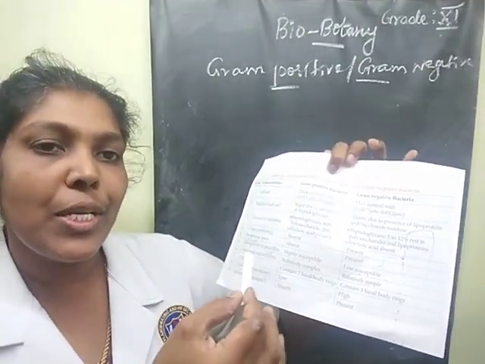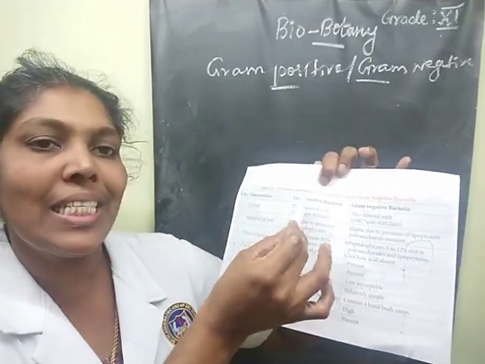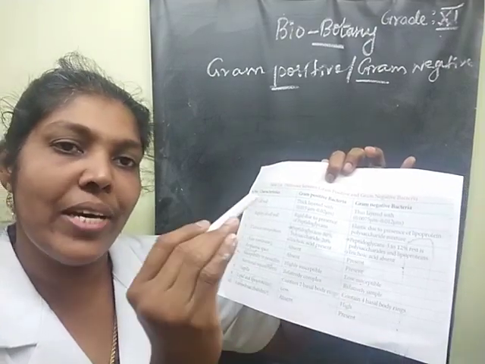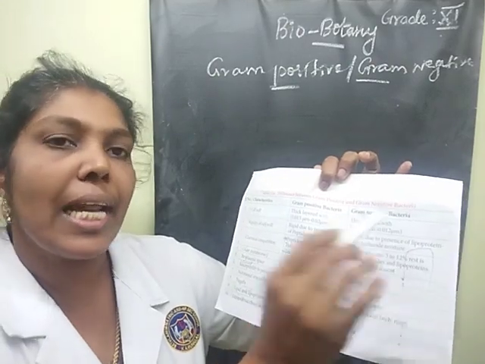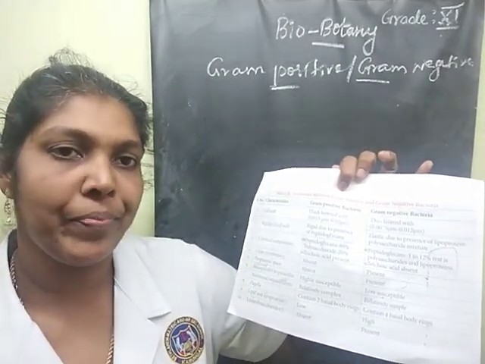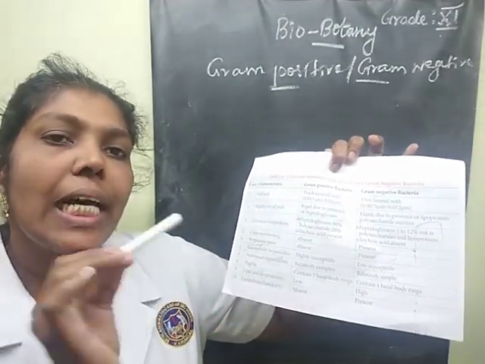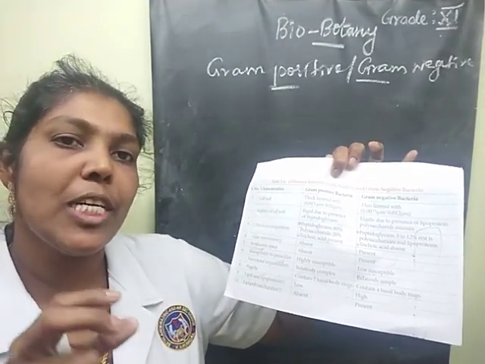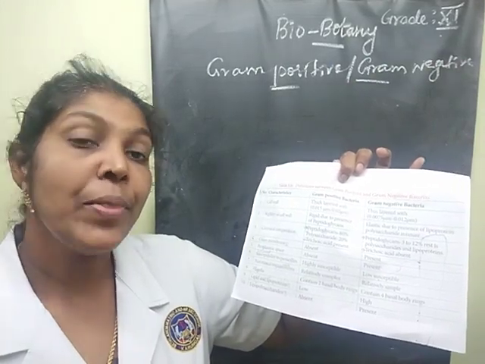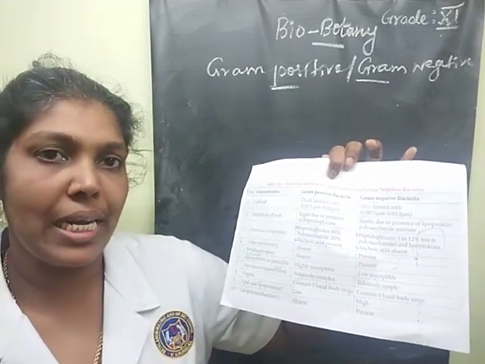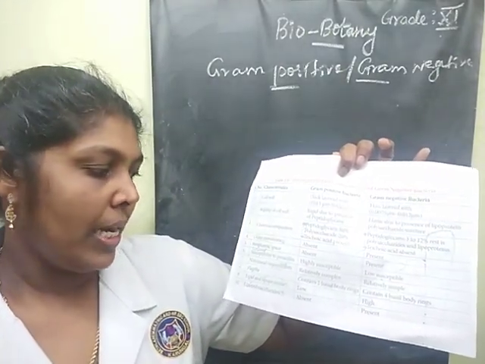Next one, the nutritional requirements. Compared to gram negative, the nutritional requirement is relatively complex in gram positive bacteria, and relatively very simple in the gram negative bacterial cell. Understood, children? Yes. The next one is flagella. In gram positive bacteria there are 2 basal body rings. Clear? Four basal body rings are present in the gram negative bacterial cell. Understood? Yes.